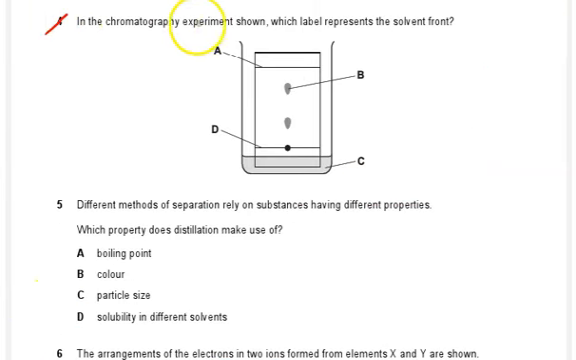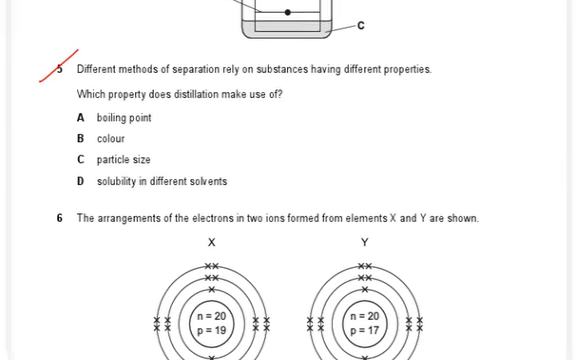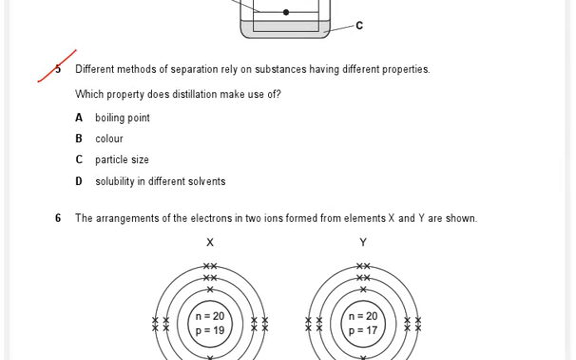In the chromatography experiment shown, which label represents the solvent front? This line here is the solvent front, so the answer is A. Okay, number 5. Different methods of separation rely on substances having different properties. Which property does distillation make use of? Distillation makes use of the boiling point.